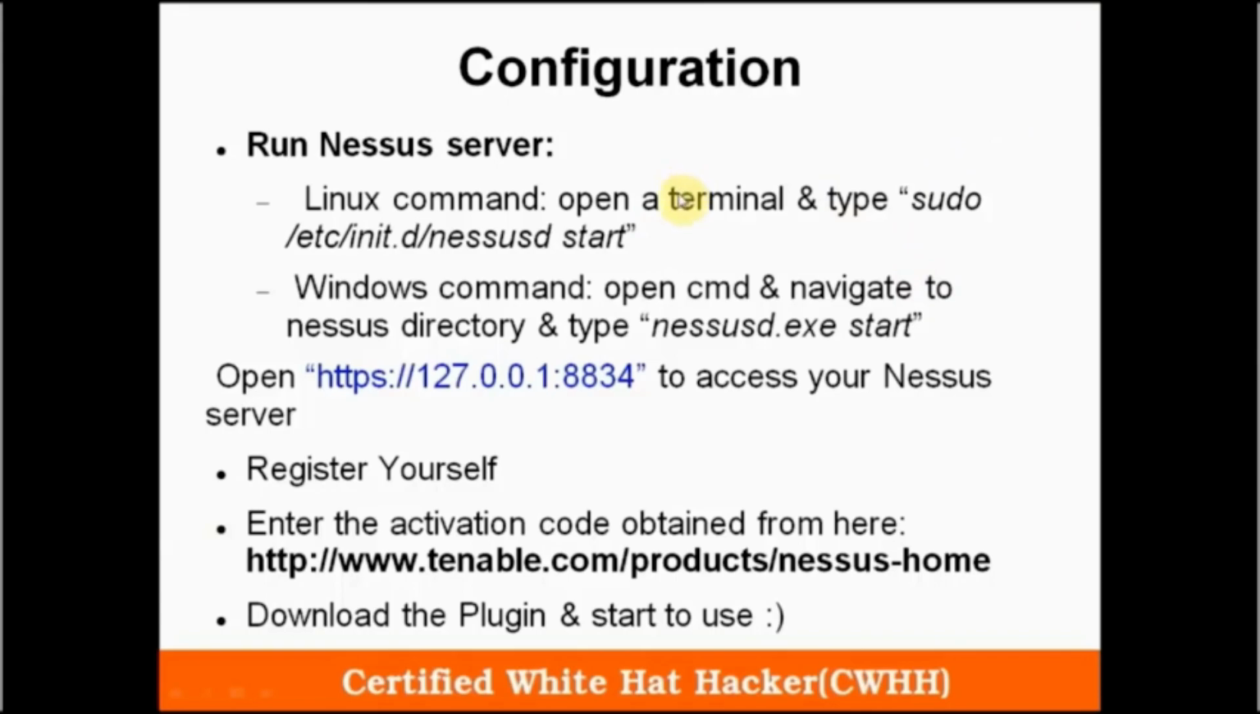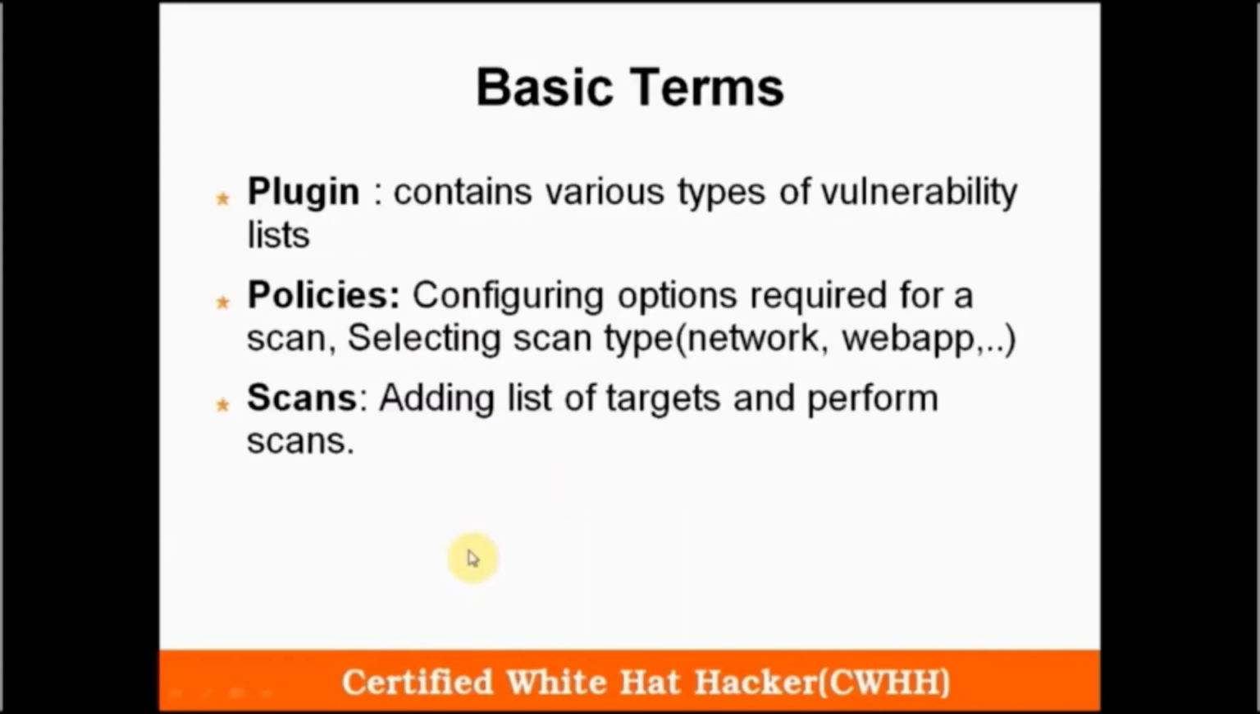In Linux, you just type this command to start the Nessus server, and in Windows, this is the command for opening it. After that, you go to this location in the URL, 127.0.0.1, and the port will be 8834, and then you can access the Nessus server. After that, you have to register yourself, and you will get an activation code which you also have to enter, and it will download some plugins, and after that you can start using Nessus.